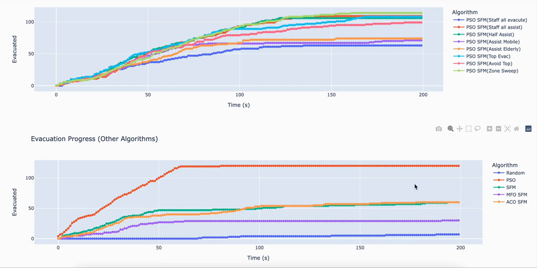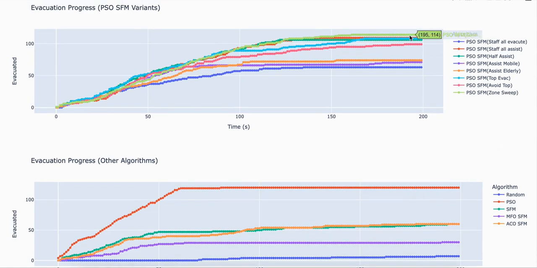But on a comparative note, the best staff policy with PSO SFM has evacuated 114, while here it's just 60 with pure SFM, which is a good improvement that we can see when we've added staff policies or staff agents within evacuation strategies. So I'll see you in the next video.